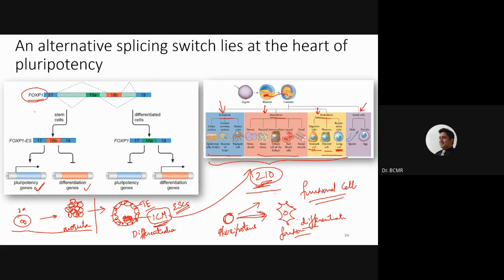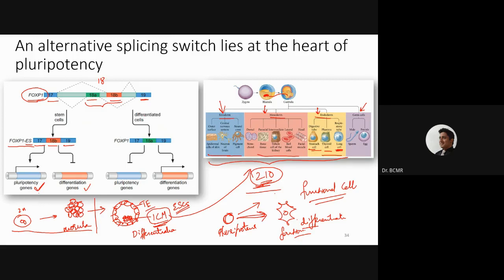It has several exons. You have 17, 18A, 18B. These two belong to the exon 18, and you have 19 and so on. We are seeing a part of the gene. In stem cells, through alternative splicing, we have 17 and 18B is included, but not 18A and 19. Then you have a protein or mRNA called FOXP1-ES, embryonic stem cells probably.